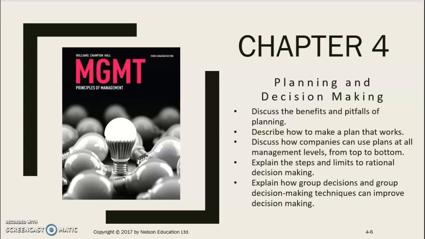In this chapter, we learn how to discuss the benefits and pitfalls of planning, to describe how to make a plan that works, to discuss how companies can use plans at all management levels, from bottom to top, to explain the steps and limits to rational decision making, and to explain how group decisions and group decision-making techniques can improve decision making.